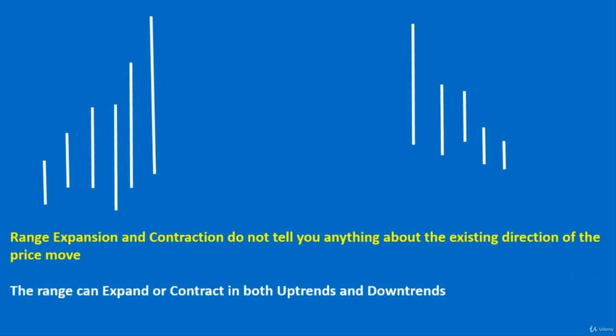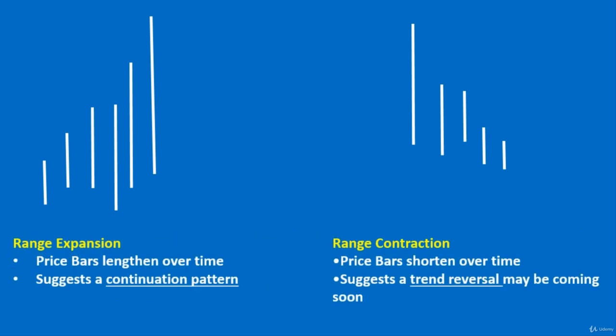So range expansion and contraction don't tell us anything about the existing direction of the price move, just more so whether it would be a continuation pattern or that trend might reverse, because it could go either way depending on whether they're contracting or expanding. The range can expand or contract in both uptrends and downtrends, so they can do it both ways, but range expansion is more of a continuation pattern, going to keep going the same direction, and a range contraction might show a trend reversal, or basically flattening out or changing the trend is the big idea behind that.